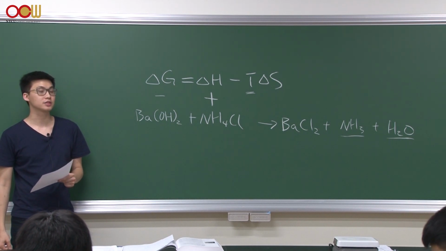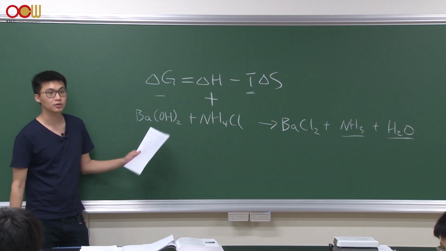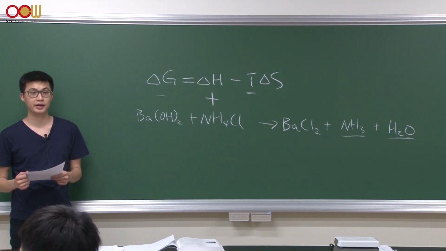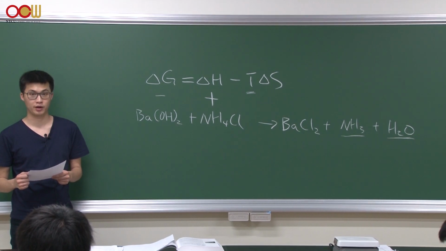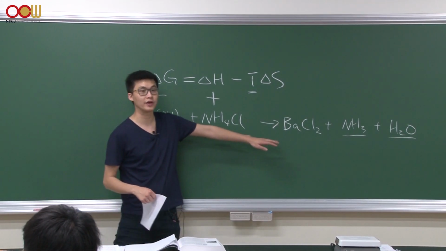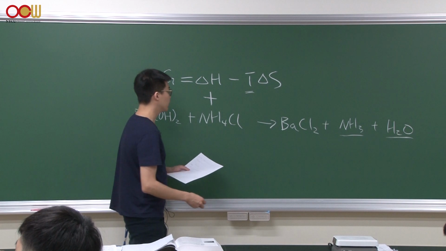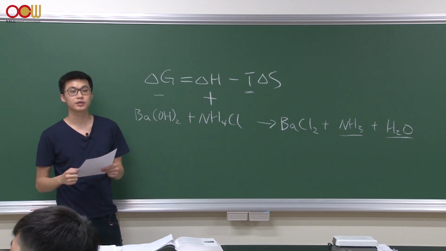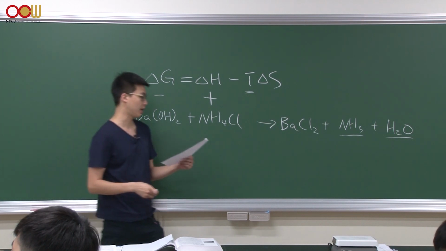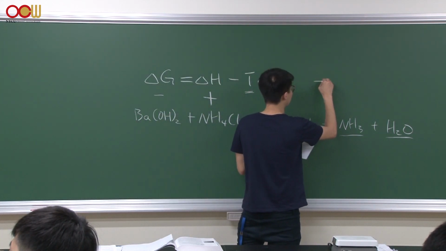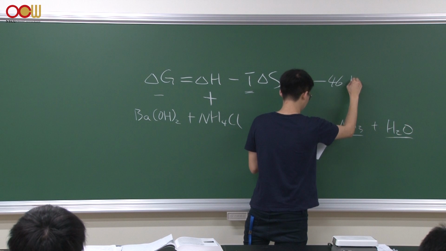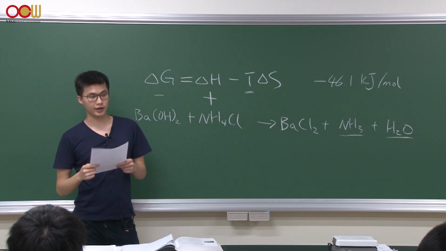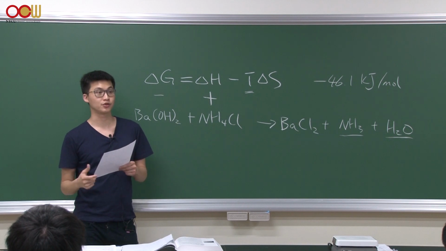When we think about dissolution of salt, it could be exothermic and it could be endothermic. It really depends on the type of salt you're dealing with, and has to do with the solvation energy. For this reaction, if you use the heat of formation and the standard entropy change, you can calculate for this reaction at room temperature that its delta G is negative 46.1 kilojoules per mole of these reagents.